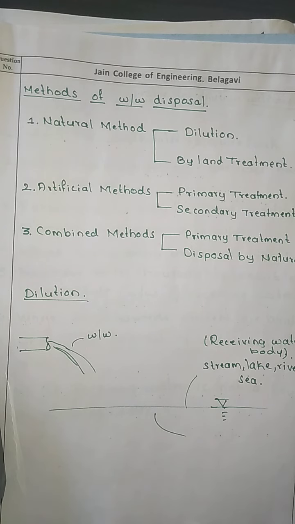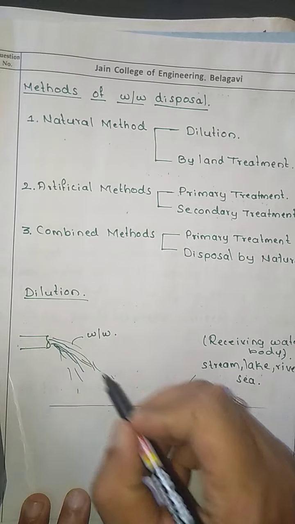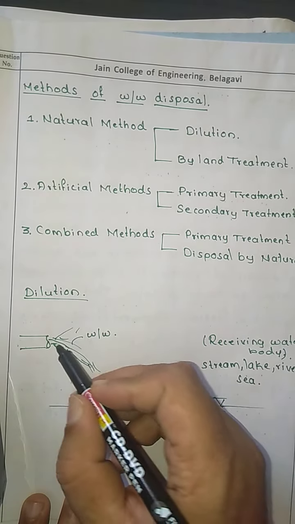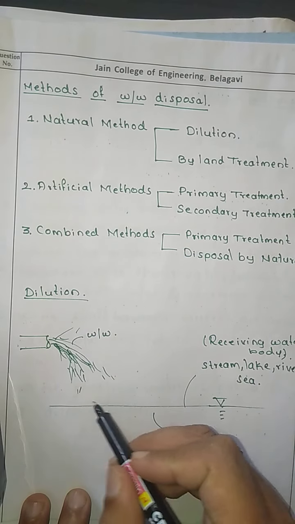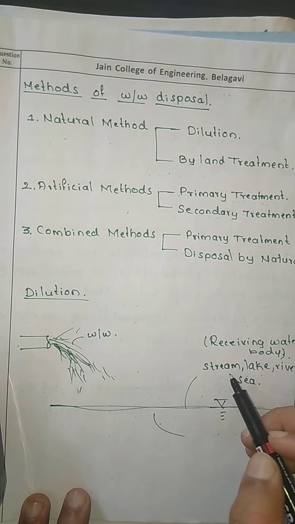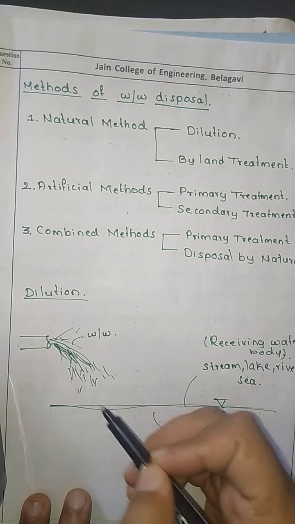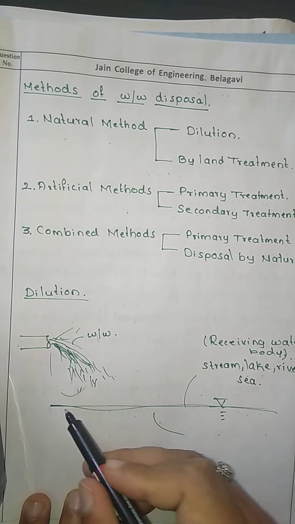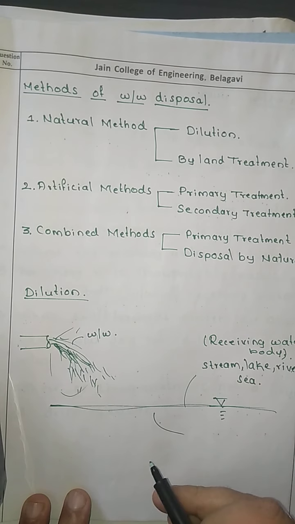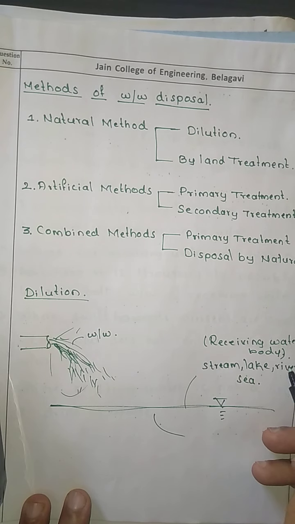Now, when the wastewater collected from your municipalities is going to be disposed of to a receiving water body such as a stream, lake, or river, it might be from industry, from the municipality, or drainage water. Whatever they collect, they need to dispose of it. So if they are going to dispose this wastewater to a receiving water body like a stream, lake, river, or sea.